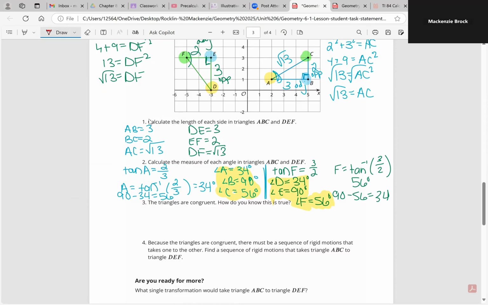So how do I know this is true? All corresponding sides and angles are congruent. For example, angle A is congruent to angle D, angle B is congruent to angle E, angle C is congruent to angle F, and then AB and DE are congruent, BC and EF are congruent, and AC and DF are congruent.